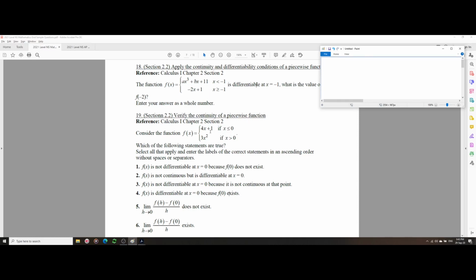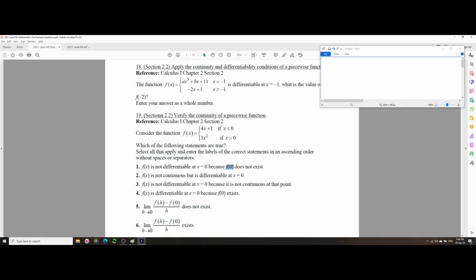Question 19. So we're given a function, again, two pieces, and we're asked to choose among these choices: differentiable, continuous, and so on. Let's do them step by step, and let's see how we can eliminate them. f of x is not differentiable at x equals 0, because f of 0 does not exist. This sentence makes sense, but let's check if it's right. f of 0 does not exist. Now that's a bold statement. Let's check if it's right.